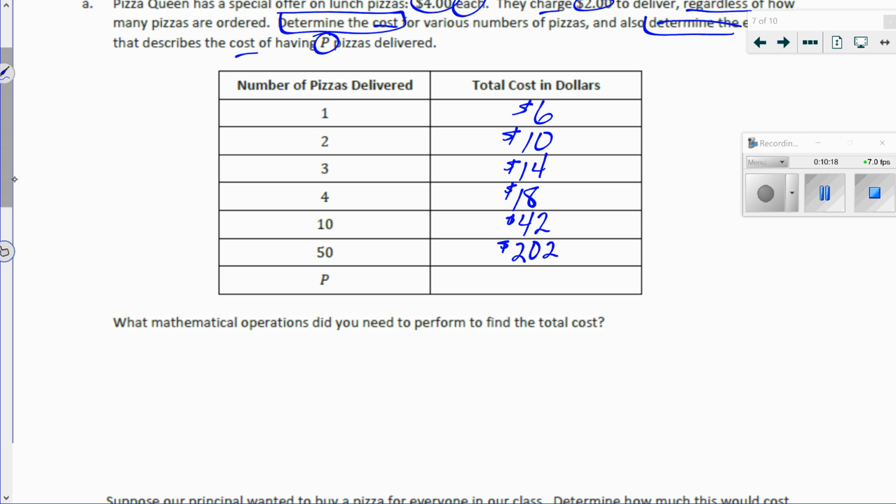Okay, so what did we do to the number of pizzas? Multiplied it by 4, and then added. So what mathematical operations did you need, guys, please, to find the total cost? What operations did I do? You did a multiplication and addition. Good. So we had multiplication and addition.